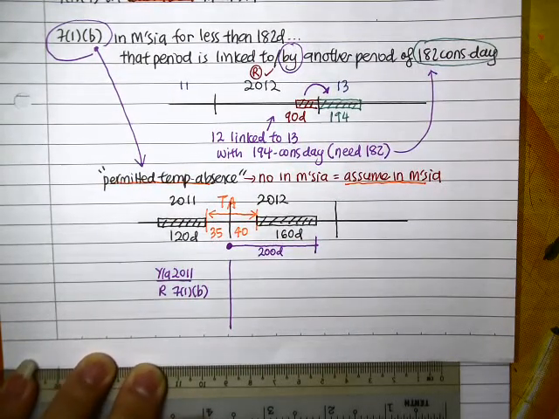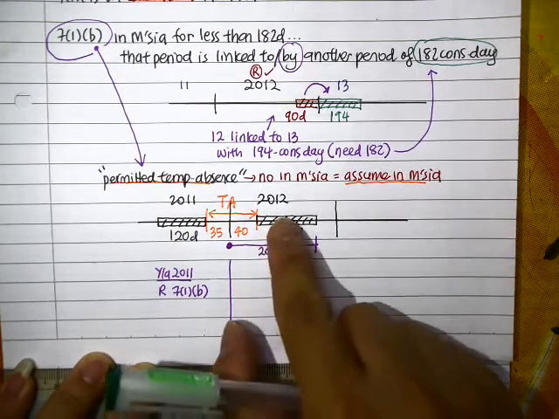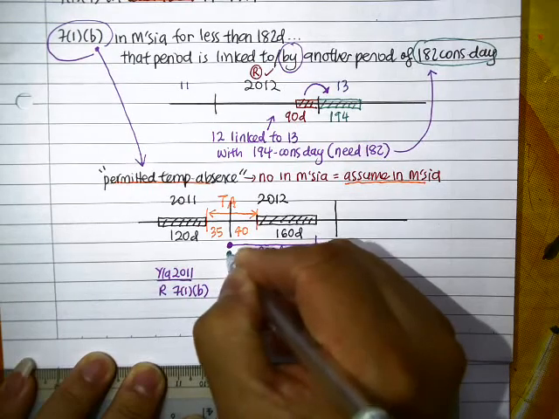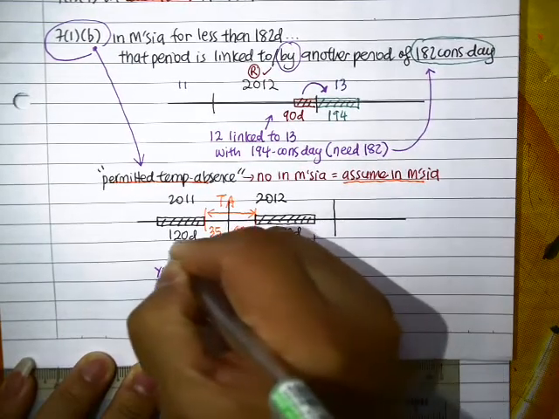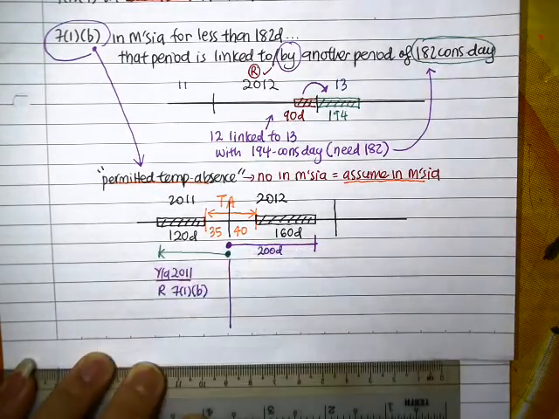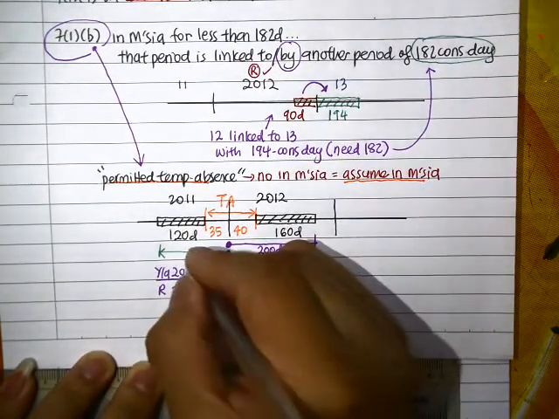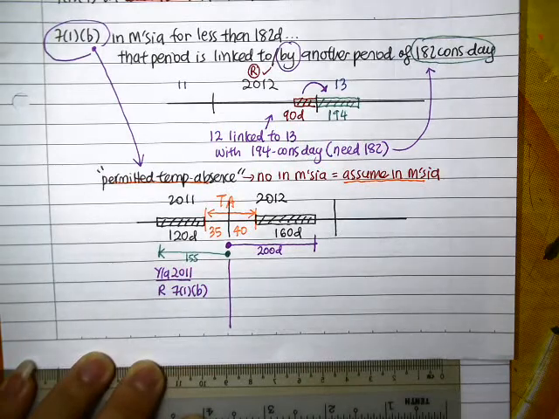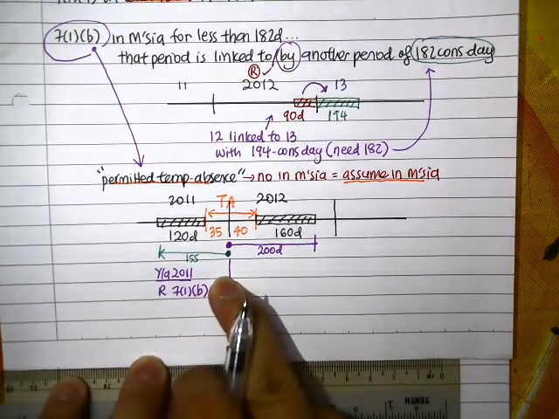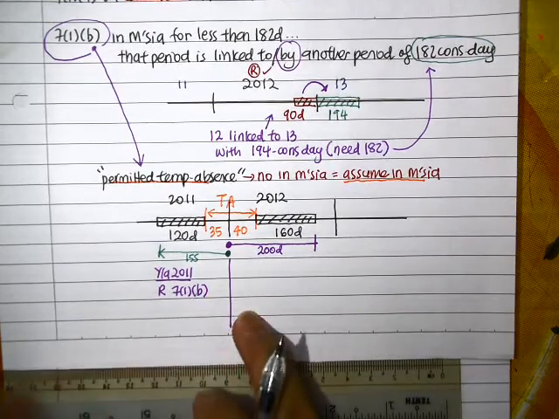How do you count 182? We are borrowing from 2011. That means you must start counting from the end of the year all the way to the front. And when you borrow from the end all the way to the front, how many days do you have? 155. Now, do you have a link? Do you have enough days? No. So that's the problem that we are having.